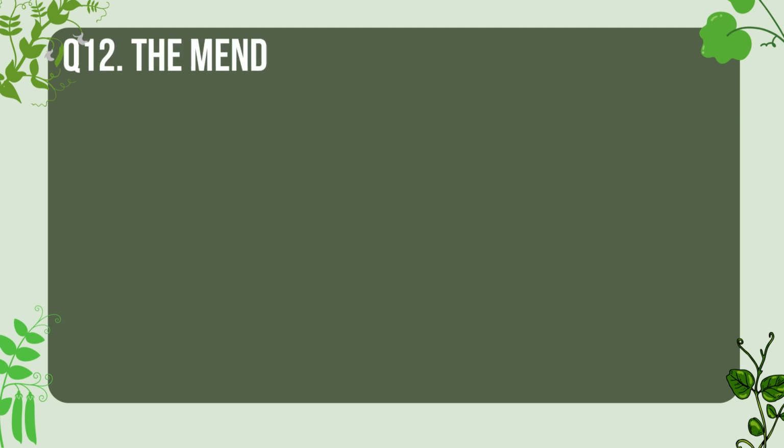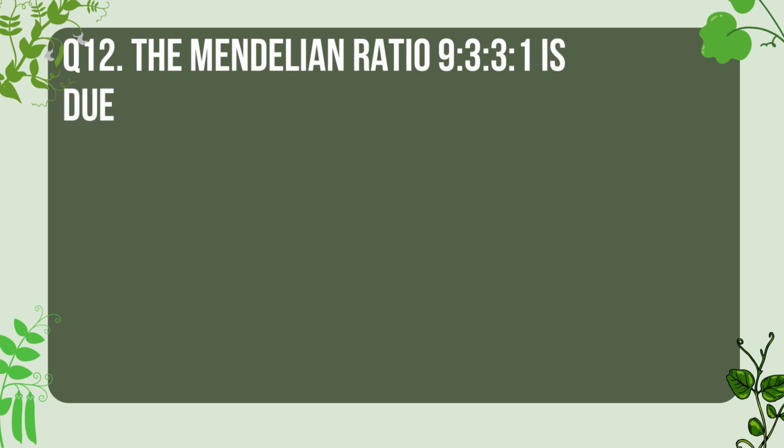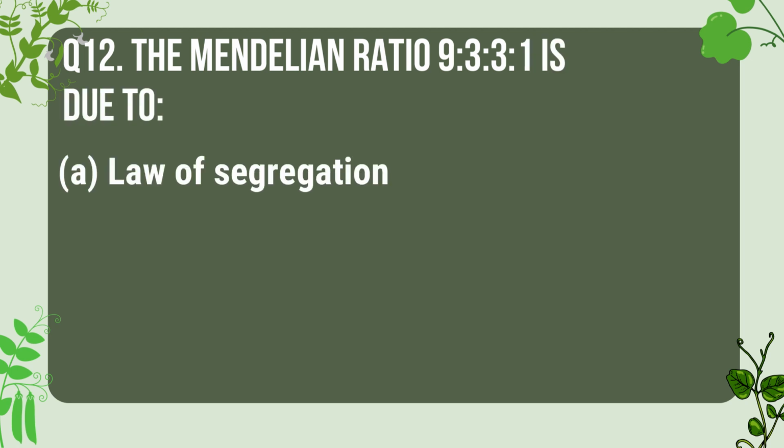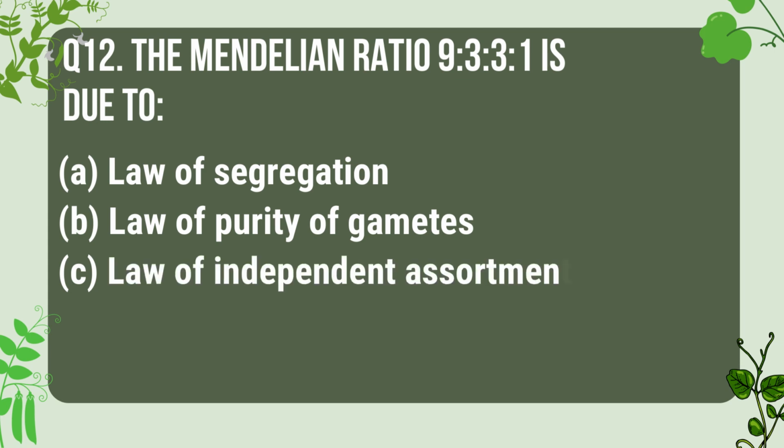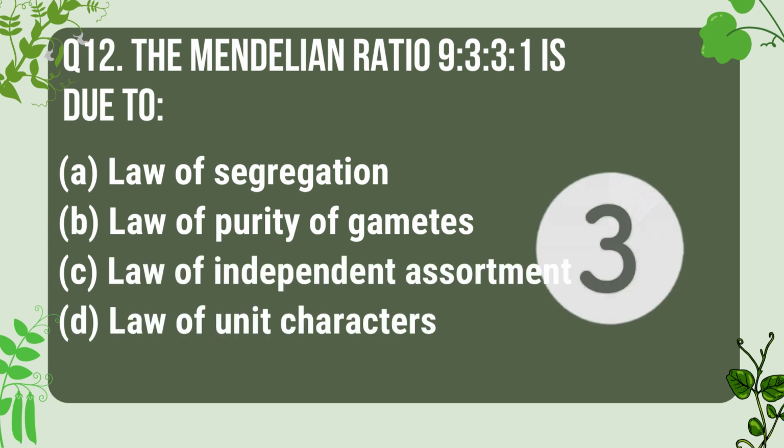The Mendelian ratio 9 ratio 3 ratio 3 ratio 1 is due to A. Law of segregation. B. Law of purity of gametes. C. Law of independent assortment. D. Law of unit characters.